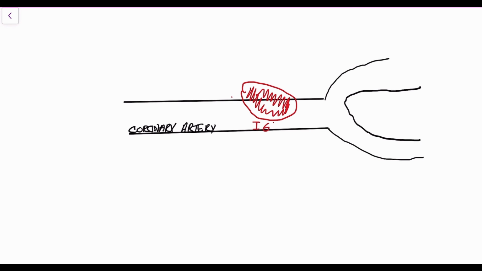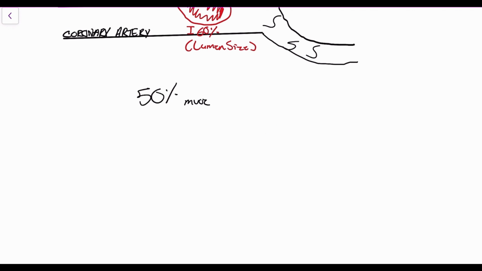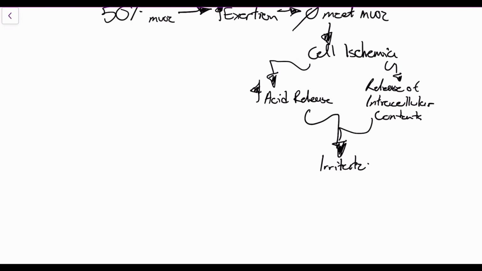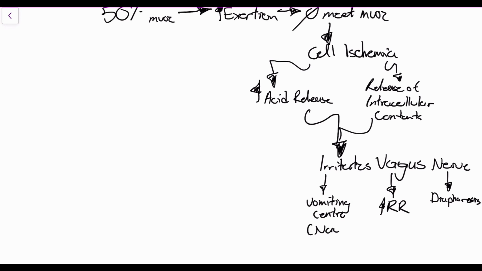Here's a quick flowchart showing how cardiac ischemia develops from stable angina due to the increase of exertion and the inability to meet oxygen demands. Some notable symptoms are increased respiratory rate, diaphoresis, nausea and vomiting, and visceral pain.